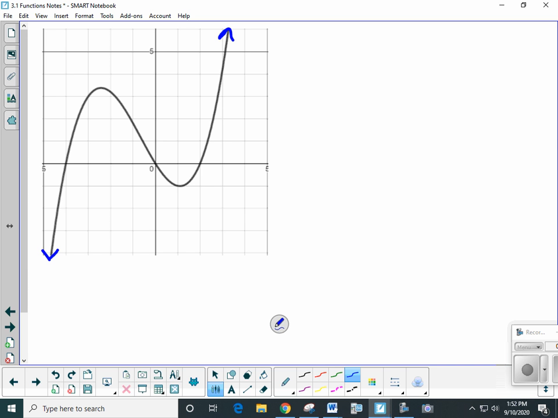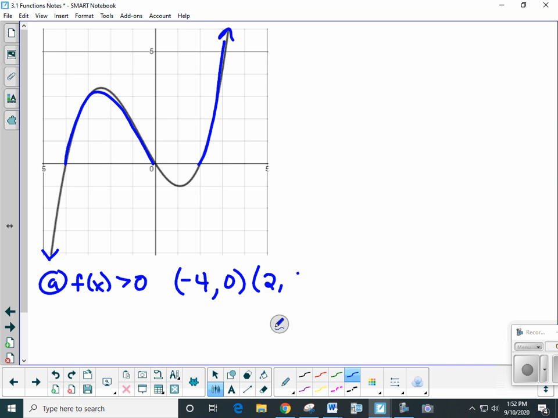Where is this function positive? Well, that would be where the function is above the x-axis. So here and here. So I'm going to just label that A. f of x is positive on the interval from -4 to 0 and from 2 to infinity. So I want you to think about that. We're taking our interval notation and we're applying it to this graph. Again, you can always pause the video and go back and re-look at something if you missed it.